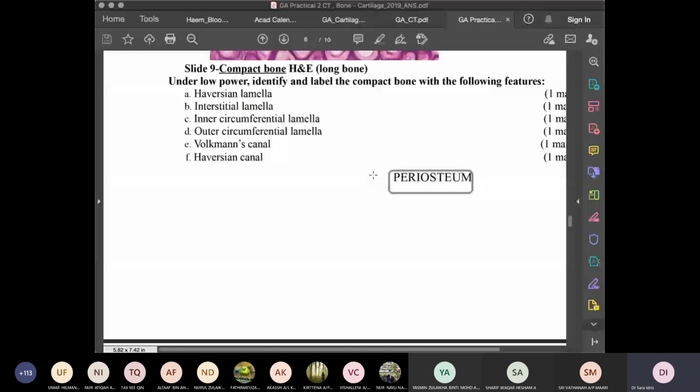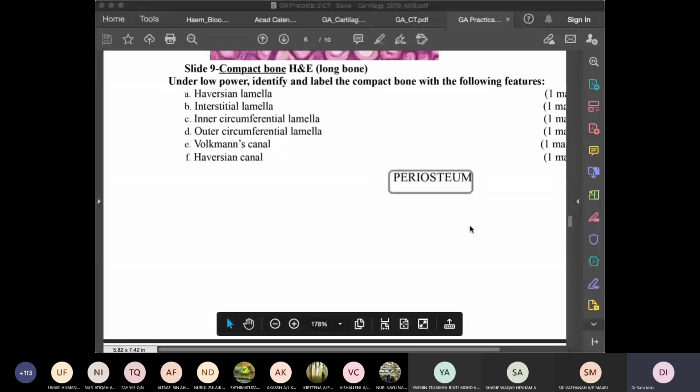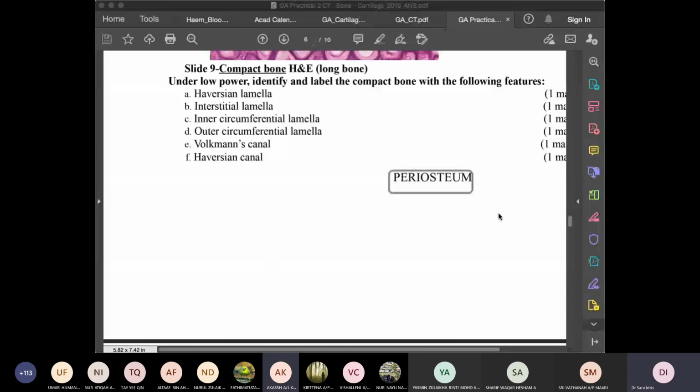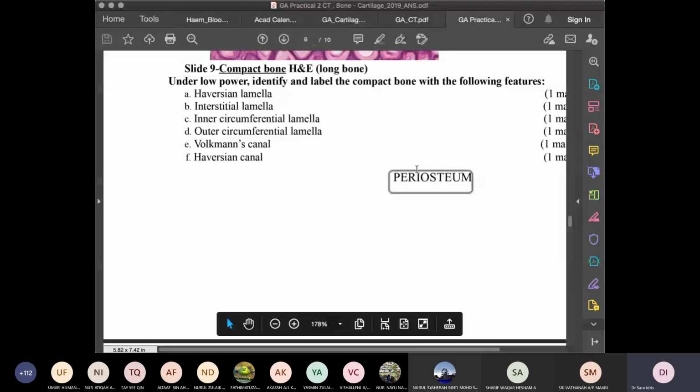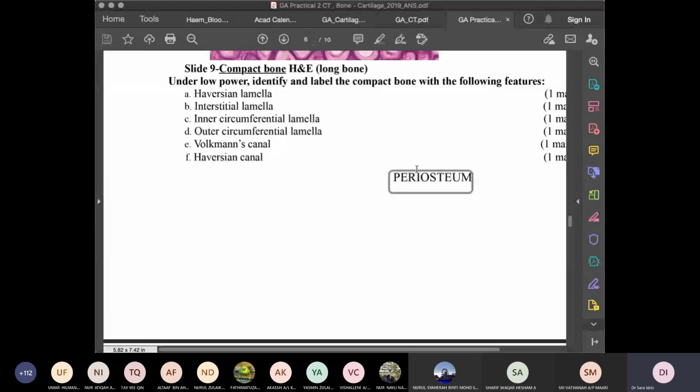Remember, you have woven bone or you have lamellar bone. So which one is mature and which one is immature, the woven bone or the lamellar bone? Lamella. Lamella is mature bone, and woven bone is immature bone. But remember, your woven bone will eventually turn to lamellar bone once it matures.